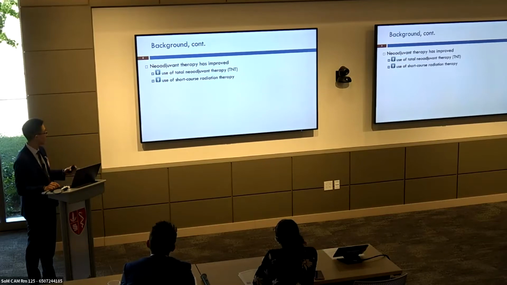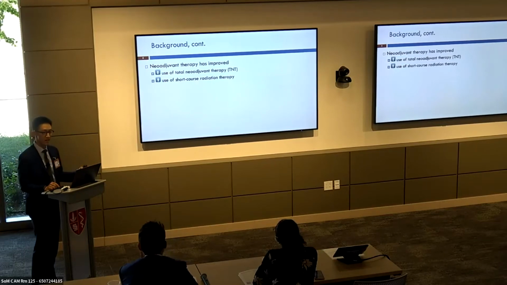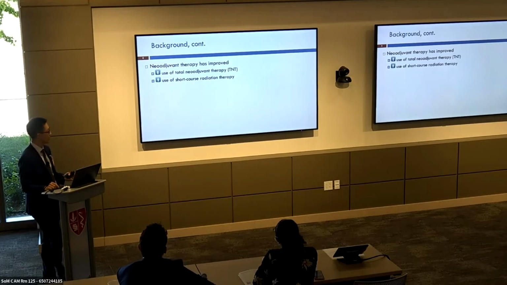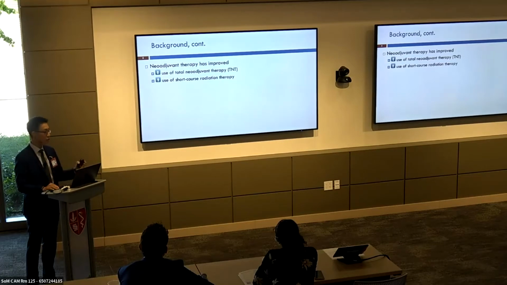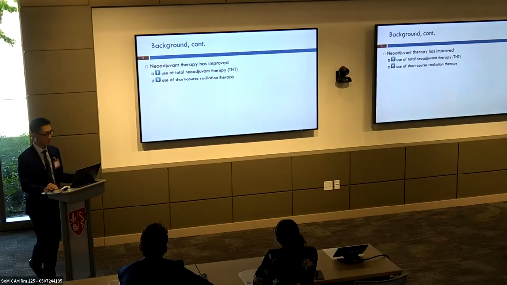But since these studies have come out, there have been a number of changes in our approach to neoadjuvant therapy. For example, currently today we use a lot more of what we call total neoadjuvant therapy, or TNT, which means giving not only chemoradiation, but all of the patient's expected systemic chemotherapy before surgery as well. And also, especially here at Stanford, we've adopted the increased use of short course radiation therapy, which is only 5 days long instead of 5 weeks, and is therefore better tolerated and more likely to be completed by patients.